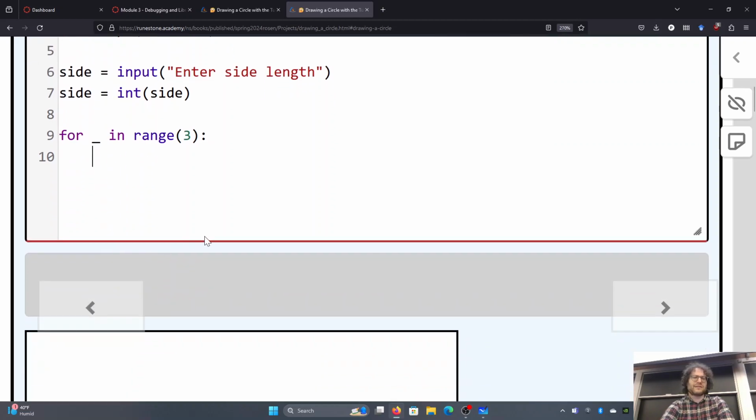And why does that indent matter? Because, and this is going to sound like utter blasphemy for those of you coming from another programming language, we know what's inside the for loop by figuring out what's been indented inside of it. So here, we will do bob dot forward side, bob dot left 120.